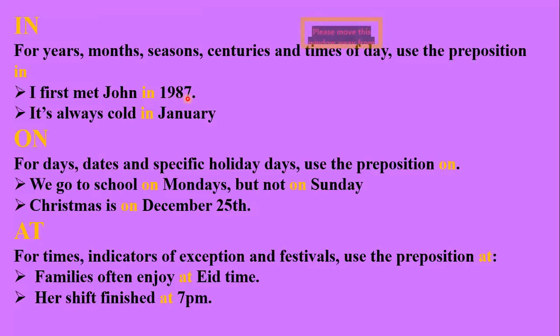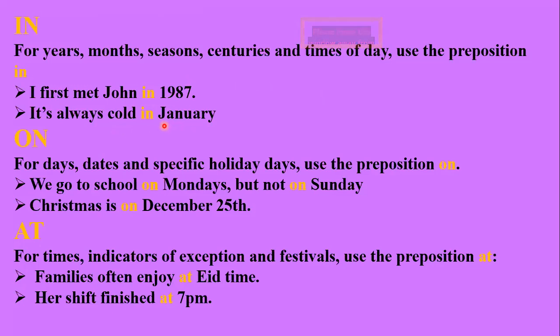Okay, so now you understand that basically in is telling you the year. It is being used for the year in the first sentence, that is in 1987. Okay, now the next one, it's always cold in January. So now I'm telling the month.